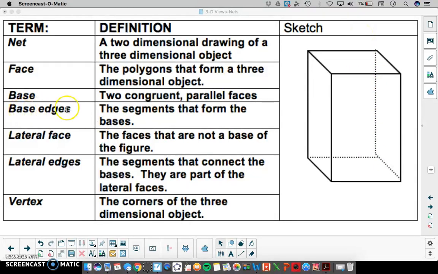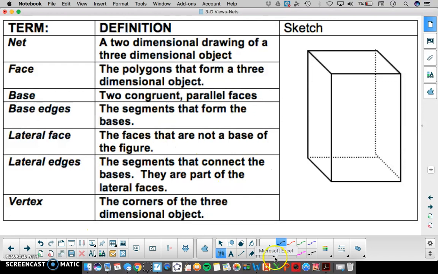Then we have what are called base edges and lateral edges. Those are going to be our line segments that connect those faces and bases together. So the base edges are the segments that form the bases. So if we consider our top and bottom to be the bases, all of the edges along the bases would be those base edges. The lateral edges are the segments that connect the bases.